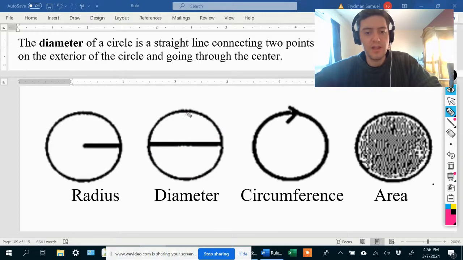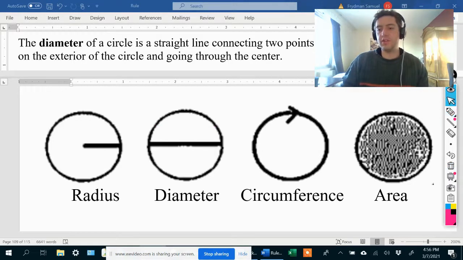Something like this would not be a diameter because it is not a straight line, even though it is going through the center and it's connecting 2 points on the exterior. Something like this would also not be a diameter, even though, well, I tried to make it a straight line. So even though this is a straight line and it is connecting 2 points on the exterior, it is not a diameter because it is not going through the center of the circle. So this right over here would be called a chord.